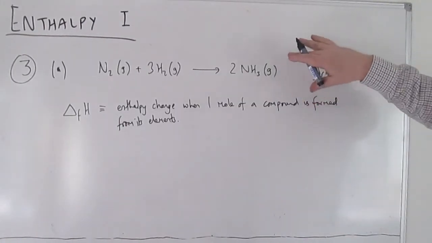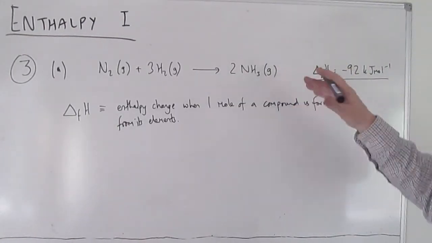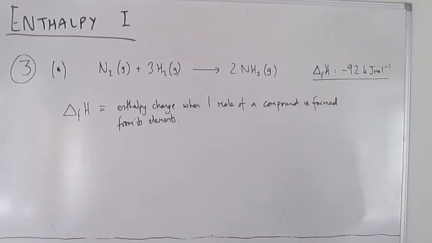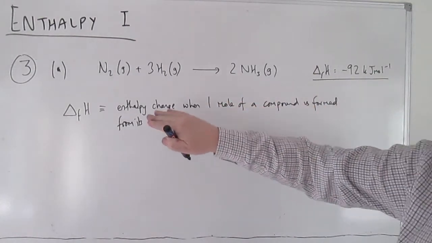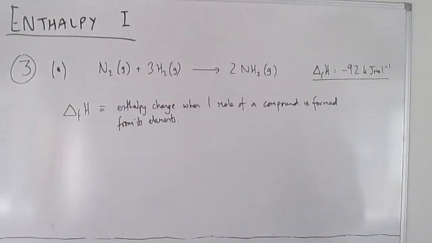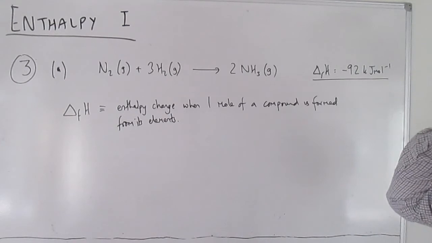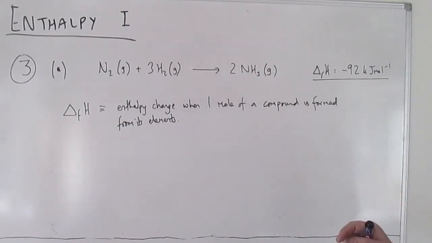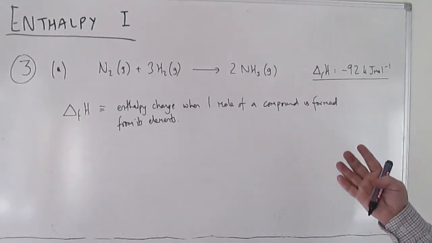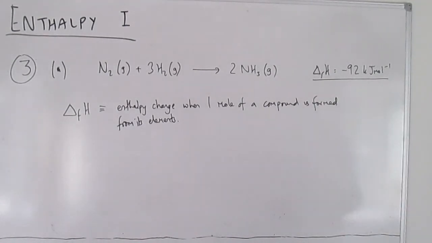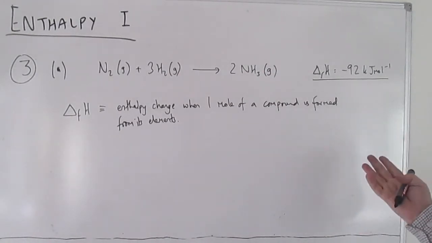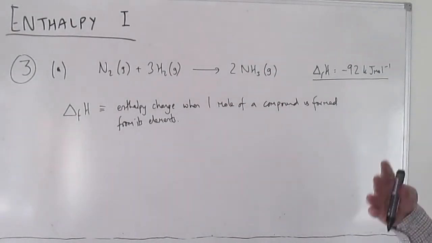Question 3 focuses on this reaction, which you might recognize as the Haber process. It's a hugely important industrial process, and it gives us delta H of reaction, so that, remember, is the delta H when 1 mole of nitrogen reacts with 3 moles of hydrogen to produce 2 moles of ammonia. And then it's asking us what's the enthalpy change of formation of ammonia. So that's the definition of enthalpy change of formation, the enthalpy change when 1 mole of a compound is formed from its elements in their normal standard states.